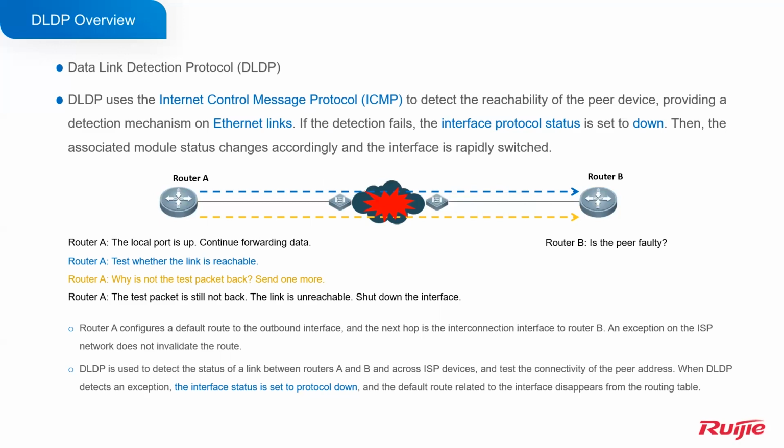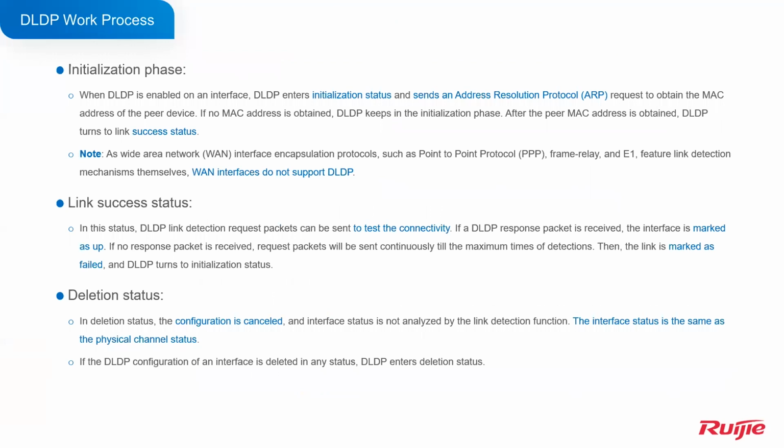Okay, this is the overview of DLDP. And next is the work process. At the initialization phase, when DLDP is enabled on the interface, it will enter the initialization status and will send an ARP request to obtain the MAC address of the peer. If no MAC address is obtained, DLDP stays in the initialization phase. After the peer MAC address is obtained, the status will switch to the success status.